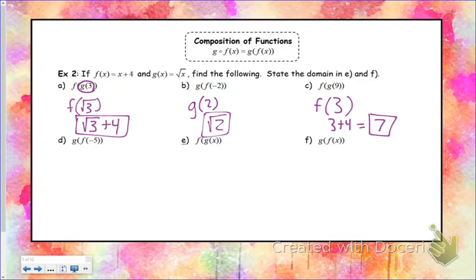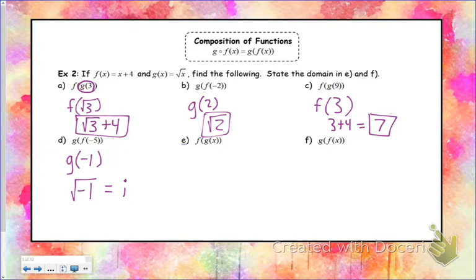g of f of negative 5. Plug in negative 5 for f. That gives me negative 5 plus 4, which is negative 1. Plug in negative 1 to the g function, which is the square root of negative 1. So there are two ways you can write your answer. You could say it just does not exist because there is no real answer, or you could say it is equal to i, because we all know what the square root of negative 1 is. But again, this will not have any real solutions.